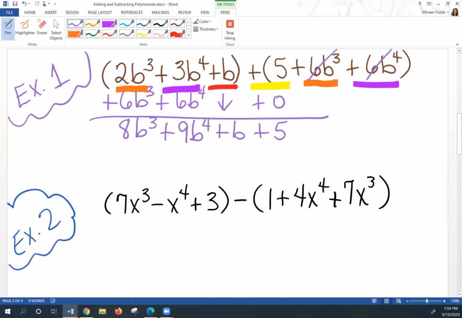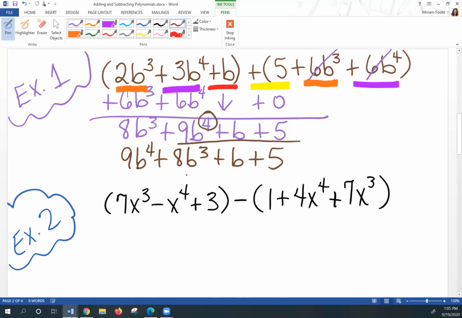You would think that you're finished, but you're not, because remember, I stated that you need to start with your highest exponent and go in descending order. So 9b to the fourth power is going to go first. And then you look for the next highest exponent, which is positive 8b cubed. We don't have a square, but the next highest exponent is b to the first. And then we have positive 5. This is the final answer. It's in standard form. You just simplified, which means you combined all your like terms. You do not have to try to factor out anything. This is your answer.